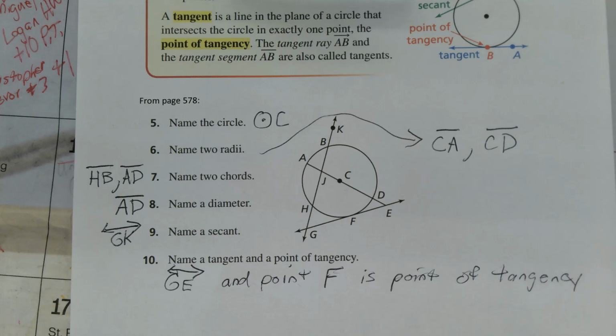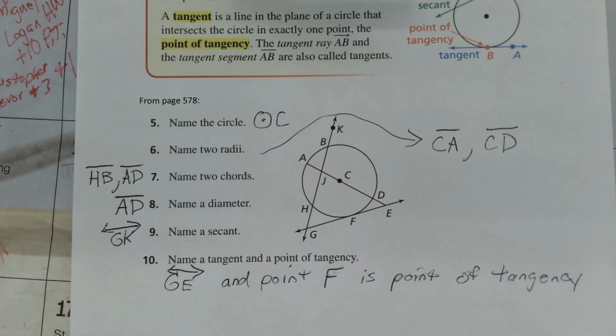Alrighty. So you can see that I have named the circle Circle C. 2 radii, those are segments from the center to the end of the circle. So your answers are segment CA and segment CD. 2 chords. Now they have to be segments hitting the end of the circle. So it's segment HB and segment AD. One of those is a diameter, one of those is not. So number 8, segment AD is a diameter.